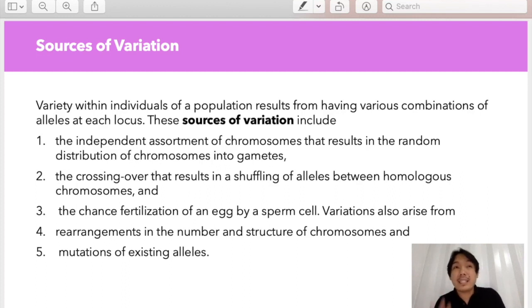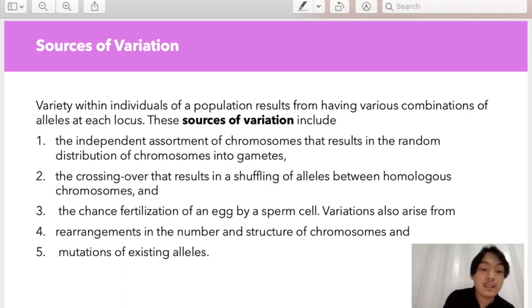So how varied is that gene pool, given that there are sources of variation? We have variety within individuals. A population results from having various combinations of alleles at each locus. So alleles, which are found in a certain locus of your chromosomes, are varied from different individuals, and these sources of variation include five sources.